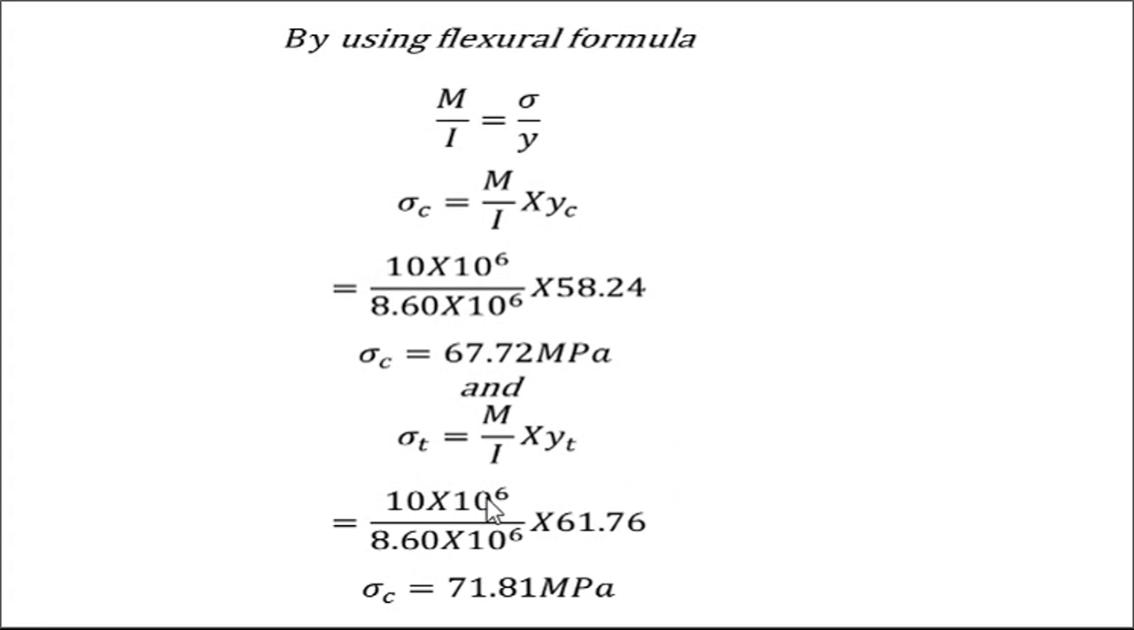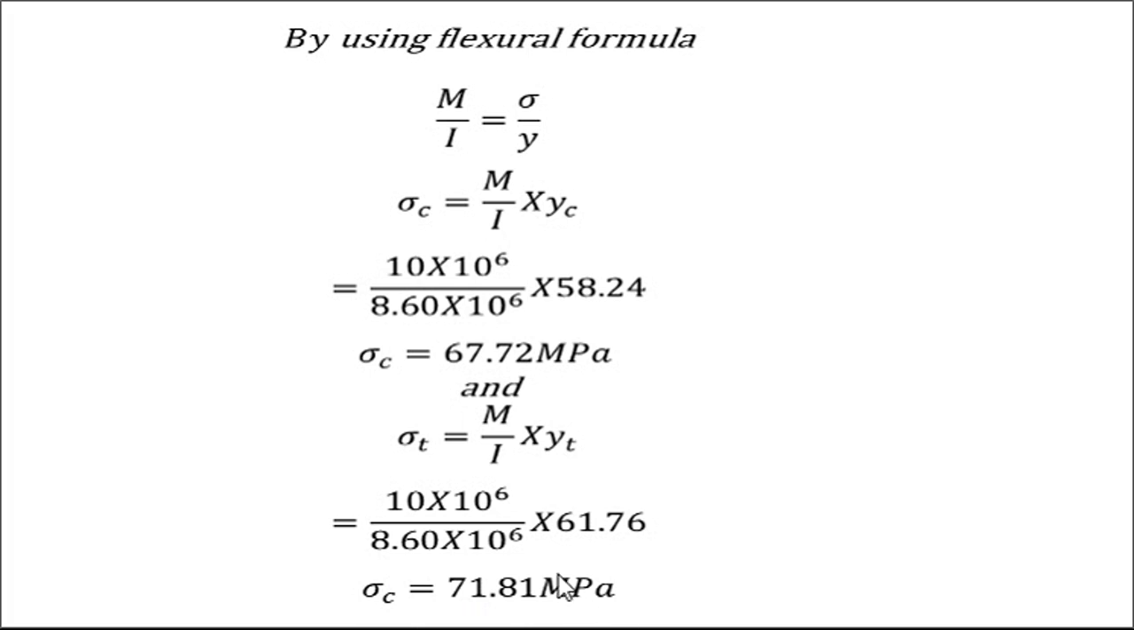If you put all these values here, we'll get the value of the bending stress, which is now 71.81 MPa or megapascal. So this is nothing but the bending stress developed on the compression side or compression zone. Sorry, here it is not sigma C, it is sigma T. Actually this is the sigma T value, so we just make a correction here. Sigma C is 67.72 MPa, and here, making the correction, you just write T, so sigma T is equal to 71.81 MPa.